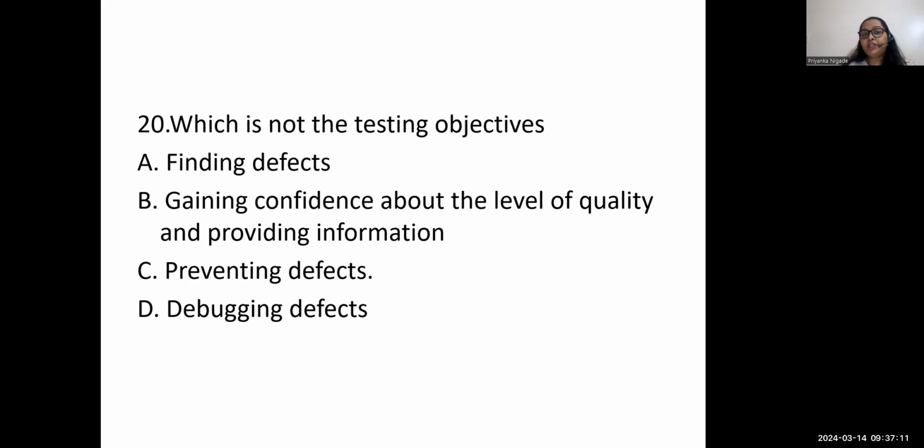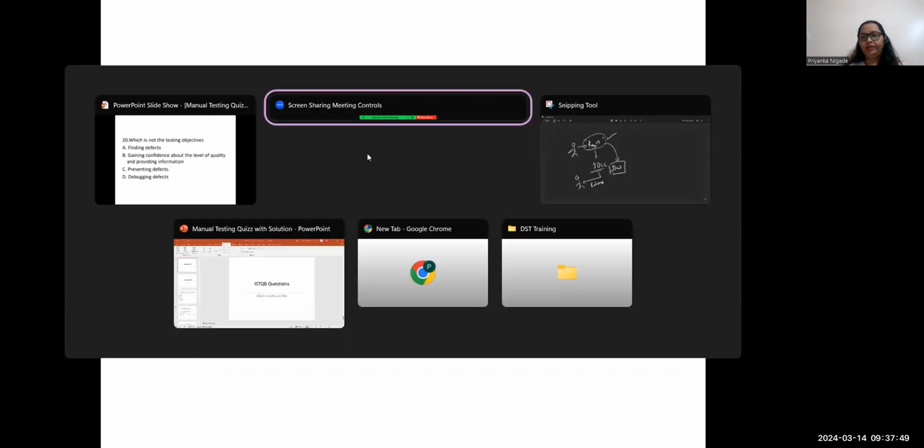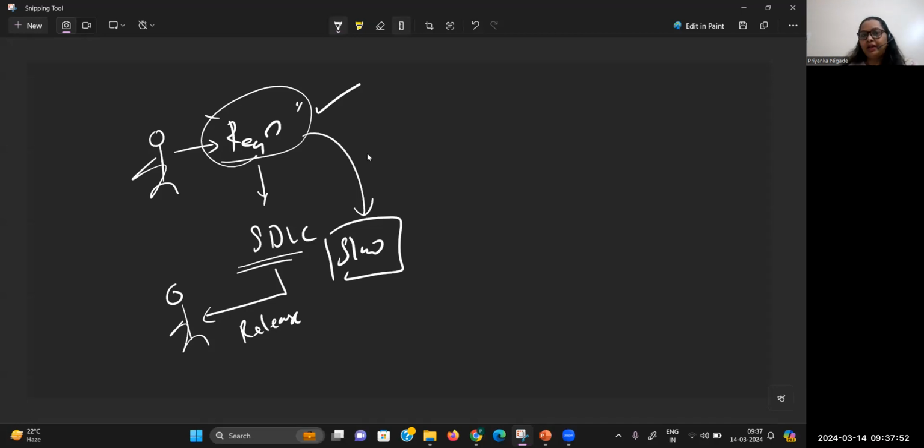So which is not a testing objective? Finding defects, gaining confidence about the level of quality and providing information, preventing defects, or debugging defects. Think properly. Which is not your objective? Yes. You know what? In software testing, we are here to identify defects in the software application. Correct now?